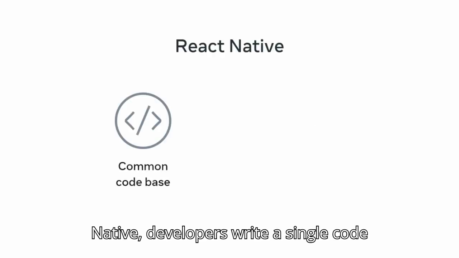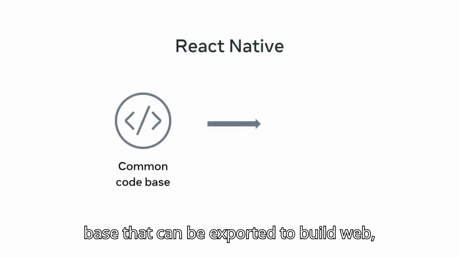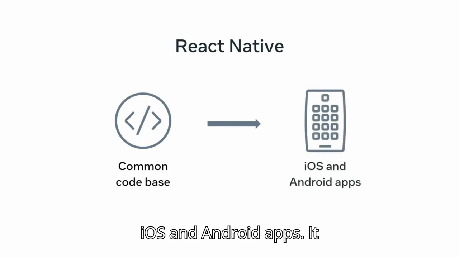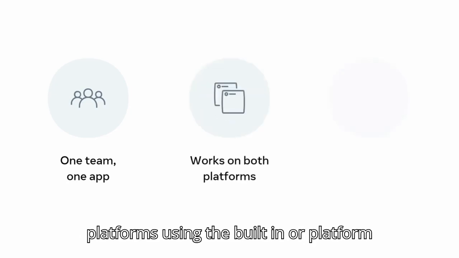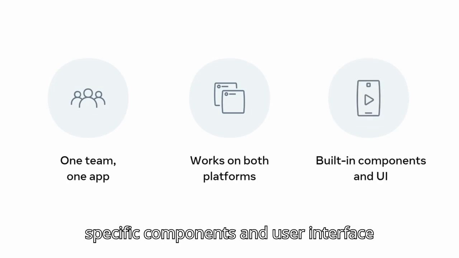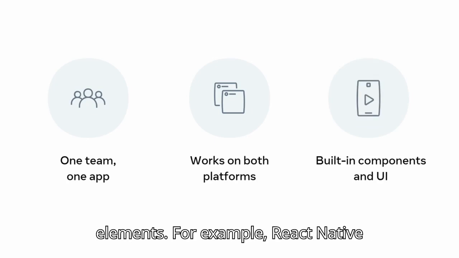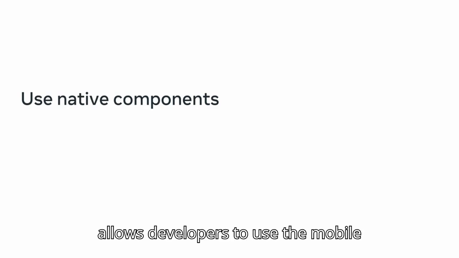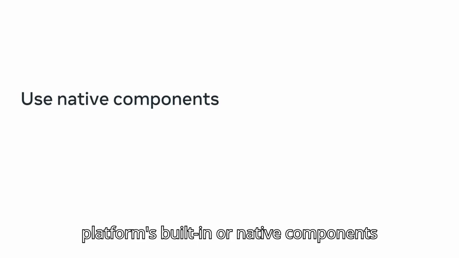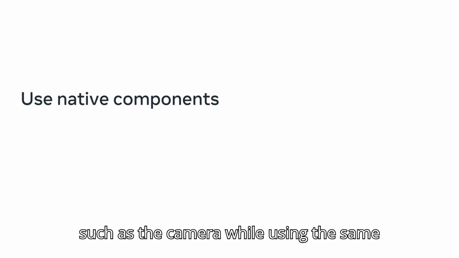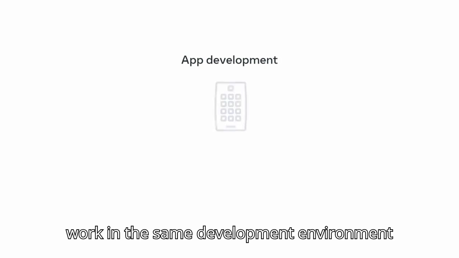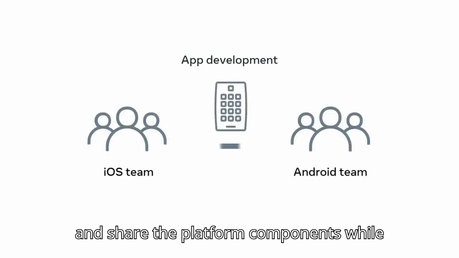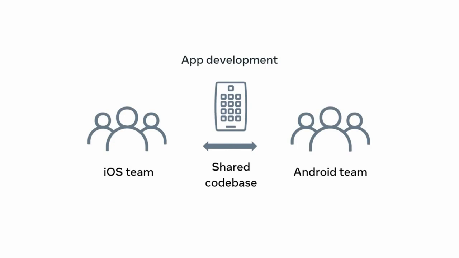Using React Native, developers write a single codebase that can be exported to build web, iOS, and Android apps. It allows one team to build one application that will work seamlessly on both platforms using the built-in or platform-specific components and user interface elements. For example, React Native allows developers to use the mobile platform's built-in or native components, such as the camera, while using the same programming language. The team can now work in the same development environment and share the platform components while accessing a shared codebase.